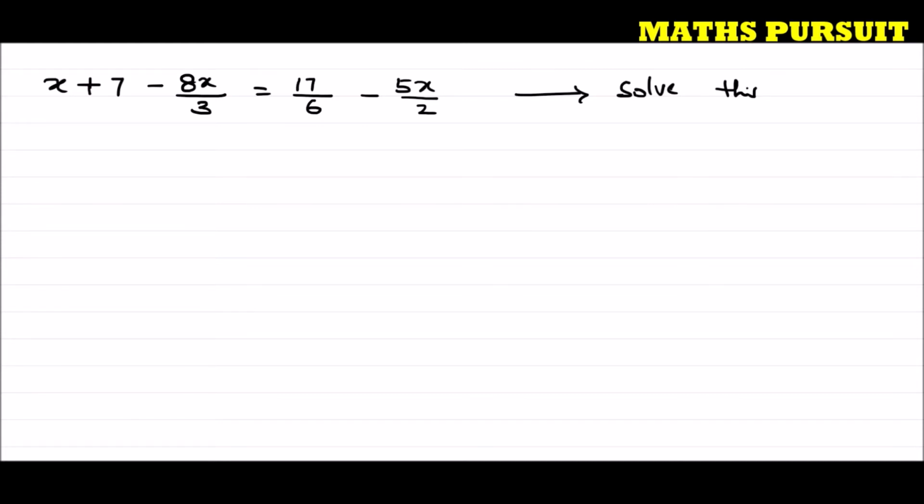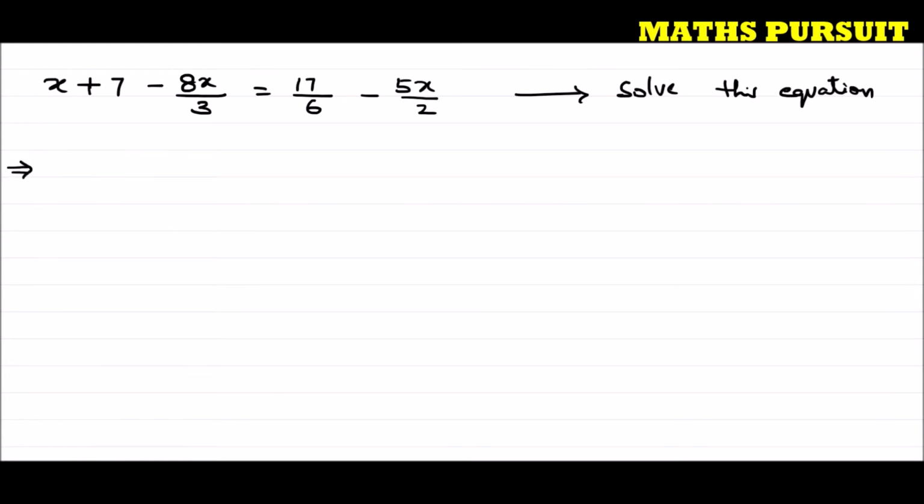Here the question has given us this equation, x plus (7 minus 8x)/3 is equal to 17/6 minus 5x/2. The question is asking us to solve this linear equation. This is very simple and very straightforward, so let us start working it out.